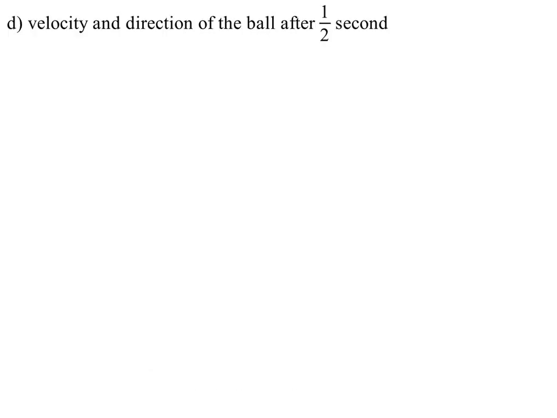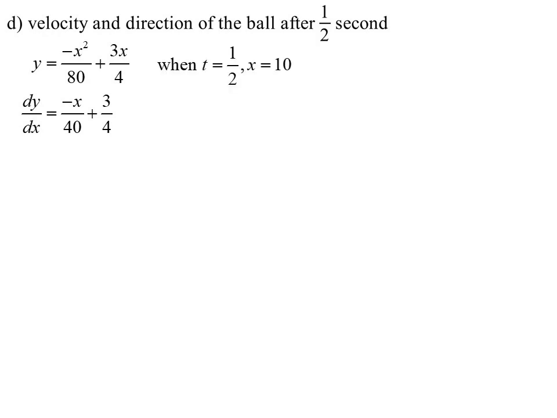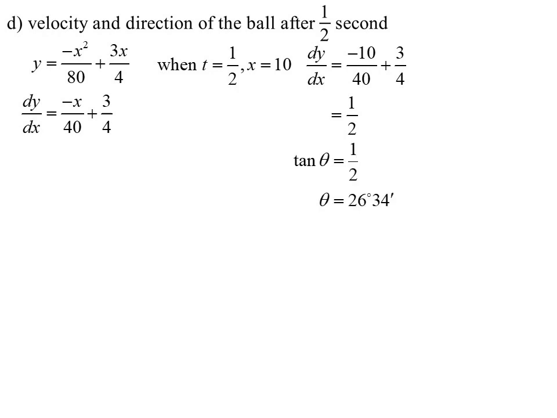Velocity and direction of the ball after half a second. I'll differentiate. So there's the derivative. That will allow me to find the slope of the tangent. But after half a second, so I've got to work out where it is. I need the x value for this. So subbing that into our equation for x, and we get 10. So the slope of the tangent is a half. Tan of a half. There's the angle that we came up with yesterday.